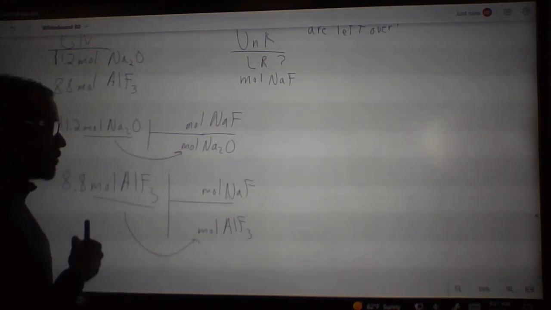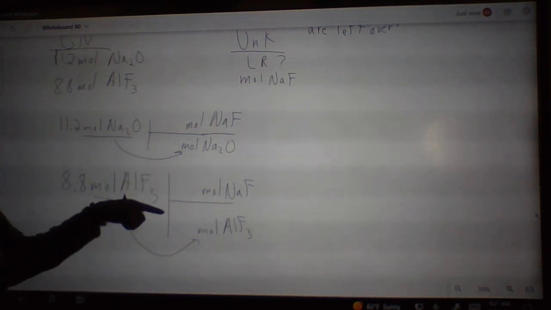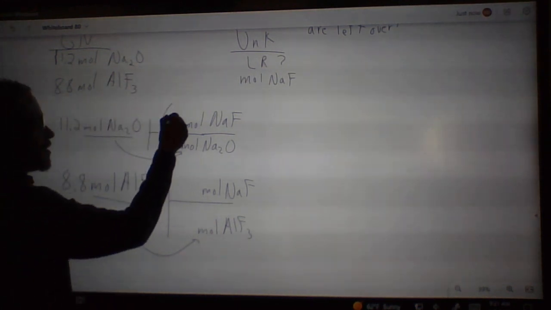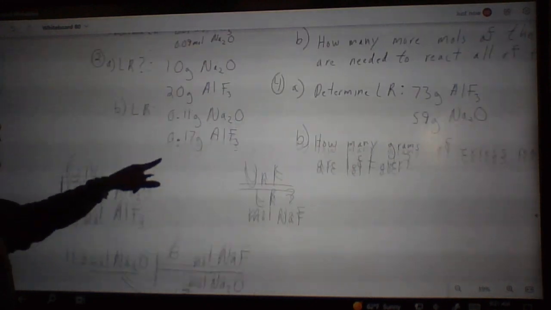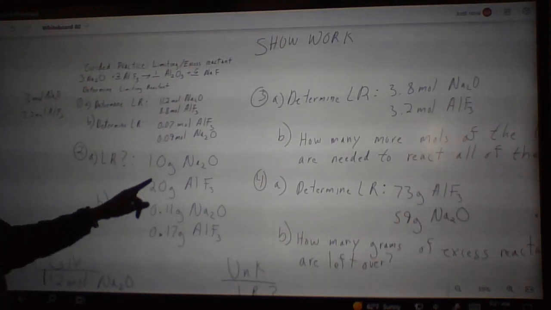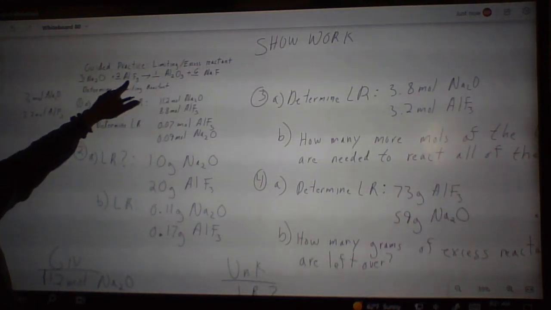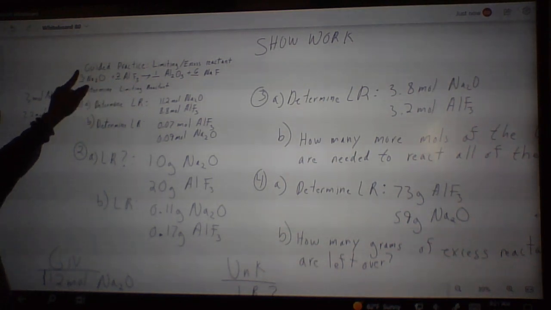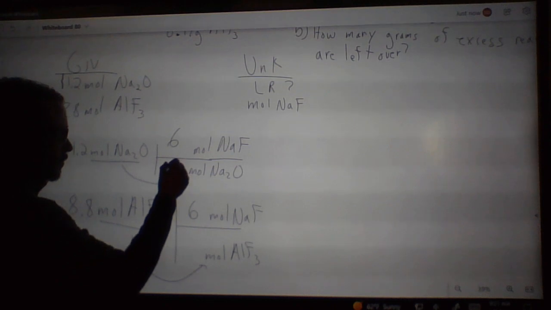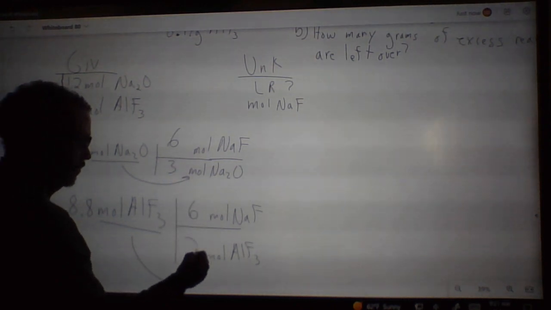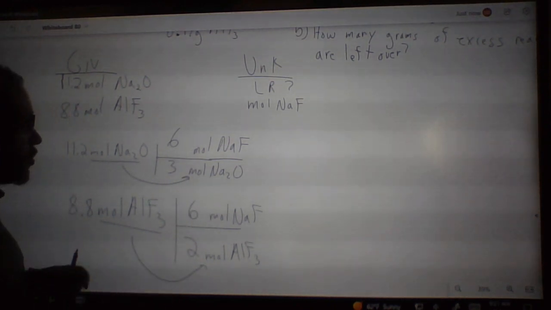All right, and then now we'll just look at the balanced equation. So from the balanced equation, this is 6. And then 6. And then AlF3 is going to be 2. Na2O is going to be 3. All right, so no problem.